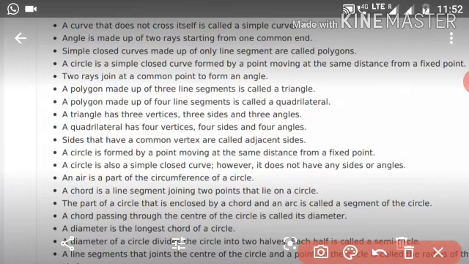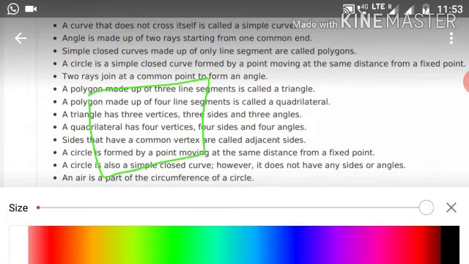Then sides that have a common vertex are called adjacent sides. So sides that have common vertex. Now suppose, now which have common vertex? Okay, sorry, I will draw again. Now if you will see this side and this sides. Now these two sides are what? These two sides are adjacent sides. Why? Because they have common vertex.